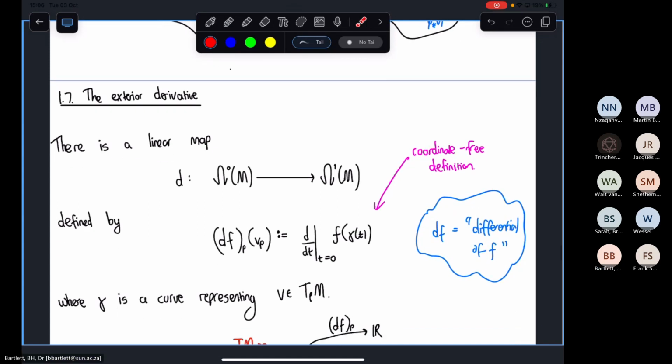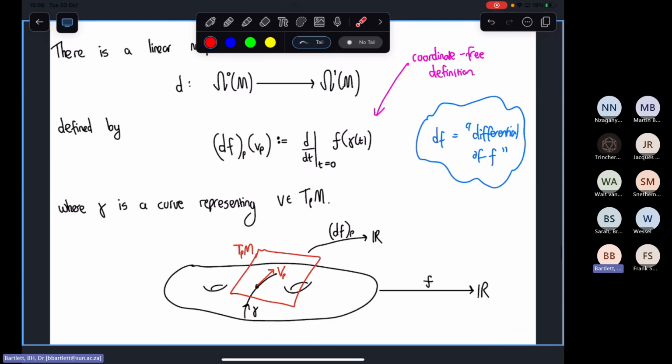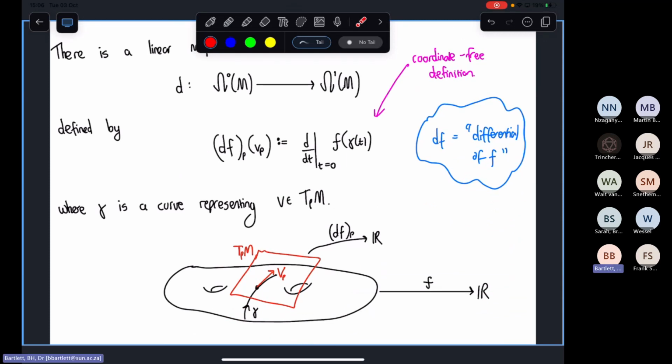Okay, so just as a picture, I've got a manifold M here. I've got a smooth function on it. The differential of that smooth function is then going to be a 1-form. That means that at every point P, it's going to be a function from the tangent space at P into R, a linear function. How is it defined?